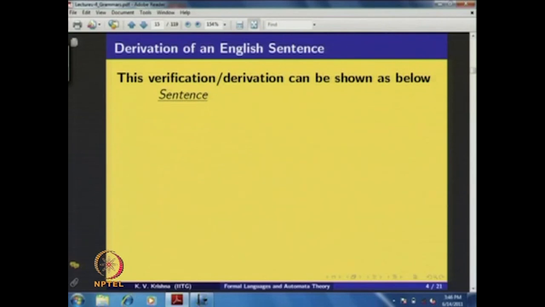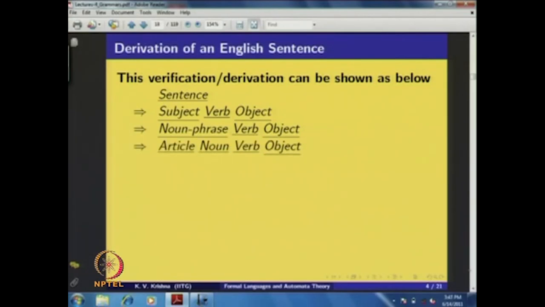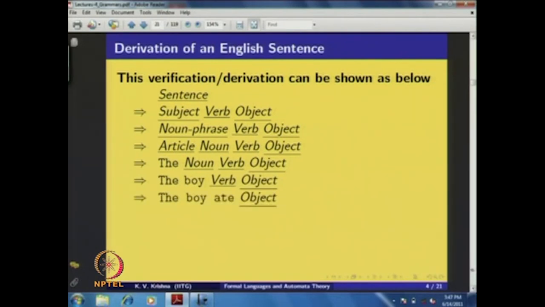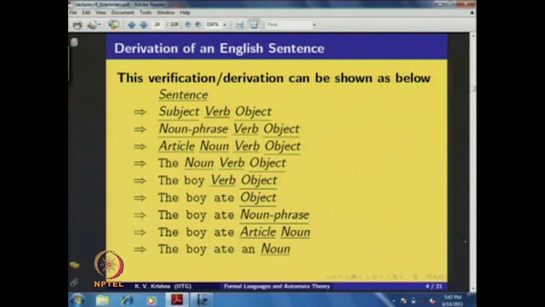For example, you can verify that the sentence is grammatically correct in English, as I am showing here. Take the sentence, that rule subject verb object, then subject you may replace by noun phrase, and then the noun phrase can be an article followed by noun, that rule you may use, and the article you replace by the article the, and then noun by boy, and then verb by ate, and in case of object you are choosing now noun phrase, the rule, and the noun phrase can be article followed by noun, and the article here you are choosing an, and the noun apple. So, the boy ate an apple can be parsed or verified through English grammar in this way.